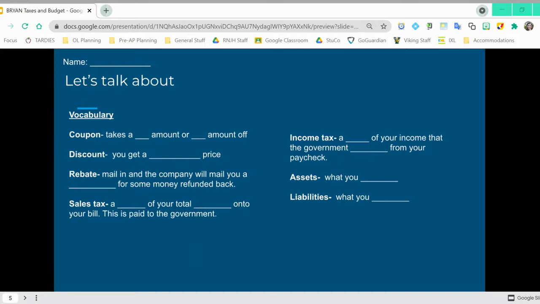So as we go through these, you are going to write down the definitions on your paper. I have mine filled in the blanks. Sorry, you don't have blanks to fill in, but if you need to pause it to catch up on writing the definitions, then definitely do so.